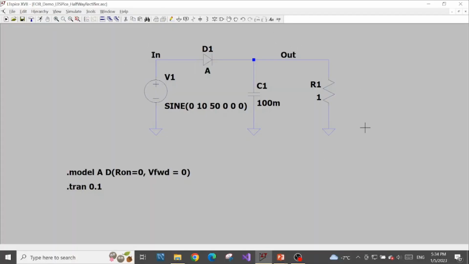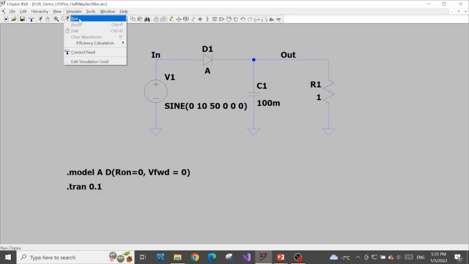This is the LTSpice simulation. If you don't know how to draw the circuit, like how to simulate the diode and other components in this circuit, please refer to my videos. I have videos about everything, so just refer to those. I also put the related videos in the comment section. Please check it out. Now let's do the simulation.